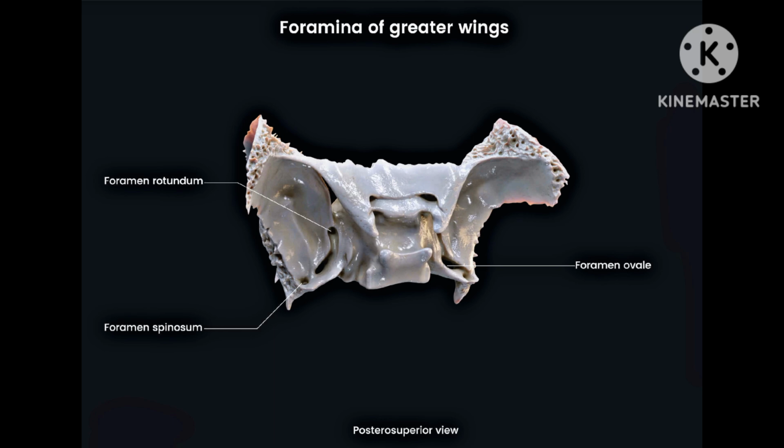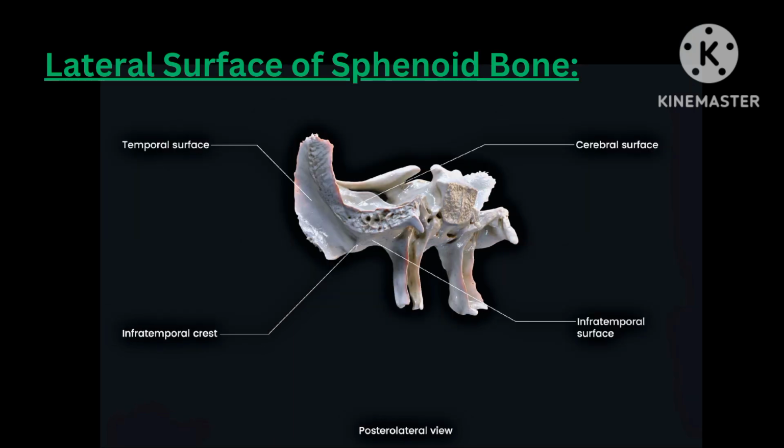The lateral surface of the greater wing of the sphenoid is convex and divided into two parts, temporal and infratemporal surfaces, by a transverse bony ridge called the infratemporal crest. The lateral surface of the greater wing is pierced by the foramen ovale and foramen spinosum. It also features the downward projecting sphenoidal spine.